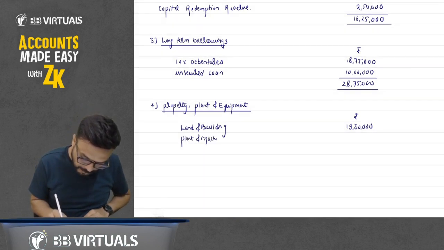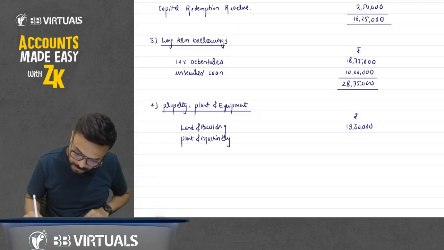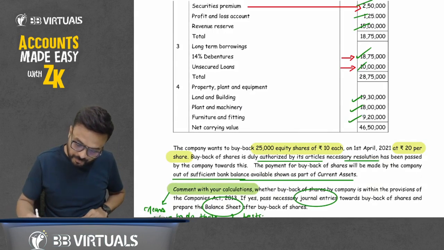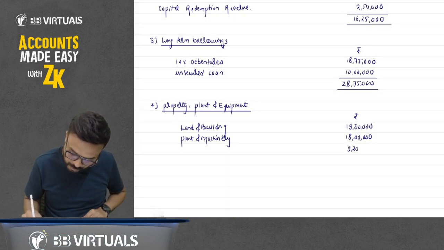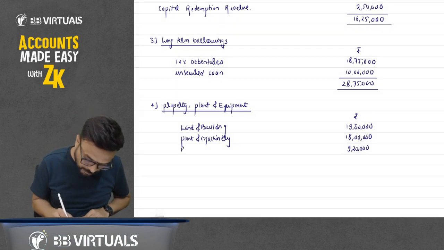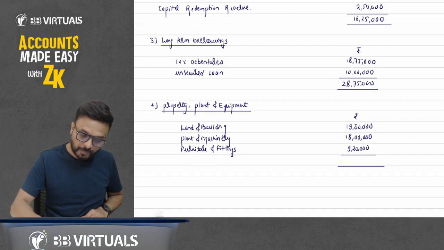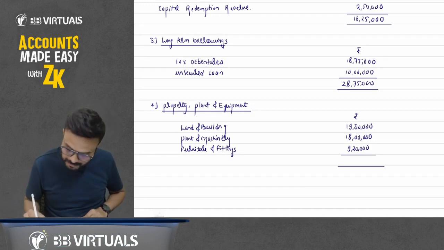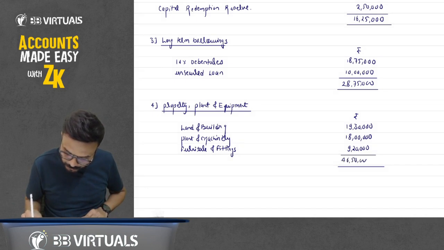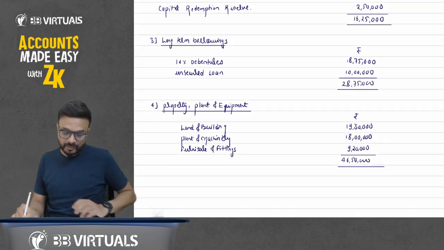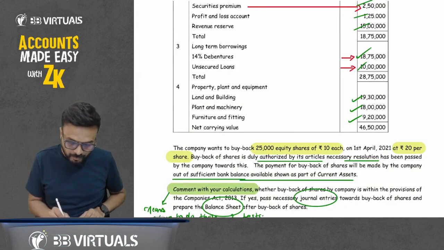Plant and machinery 18 lakhs. Then furniture and fittings 9,20,000. Now do the total here: 19,30,000 plus 18 lakh plus 9,20,000 is 46,50,000. Total is 46,50,000. So here don't worry about what is net carrying amount.